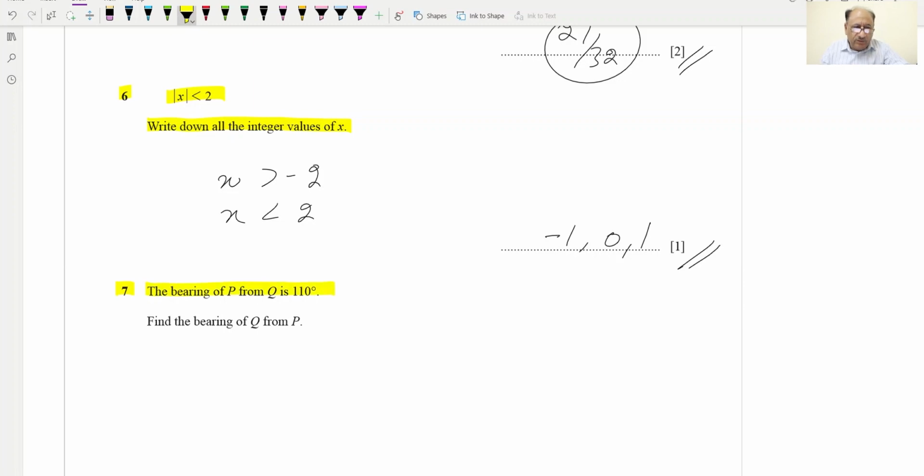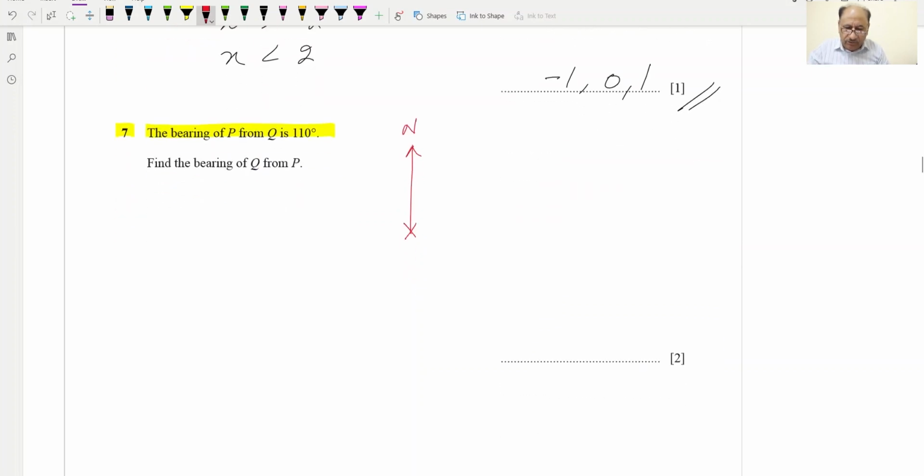7, the bearing of p from q is 110. So if we take q over here, and bearing is always measured from the north, so 110. We can roughly take, for example, this one as the bearing of p from q. So this is q, this is p, and this is 110. They are saying find the bearing of q from p.